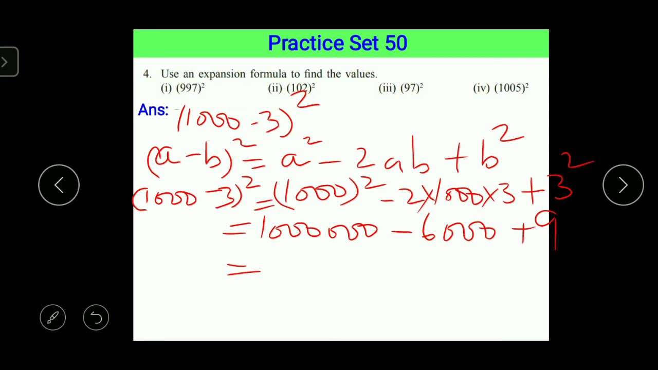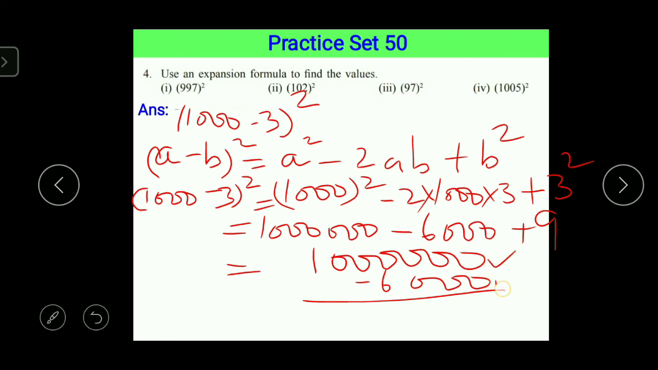Here, see, 6 zeros, you can count. 6 zeros minus 6000. I'll write here 6000. When I subtract, what will be the answer? See, 0 minus 0, 0. 0 minus 0, 0. Here it will become 9, and here it will become 10. 10 minus 6 will get 4. And here 9,94,000. We'll get 9,94,000 plus 9. It will come 9 over here, students.